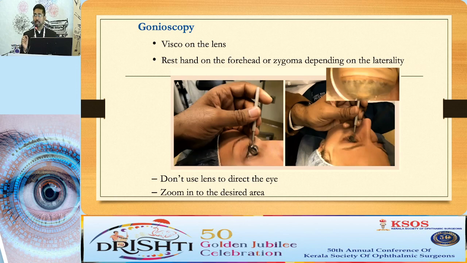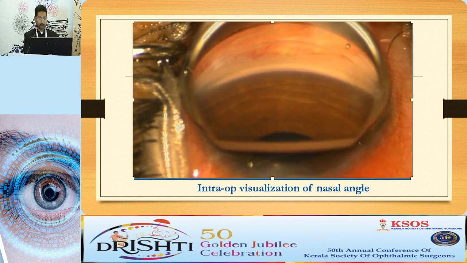Don't use the lens to guide the eye. That means don't use the lens sitting on the cornea to force the eye to guide it to the angle that you want, because that will cause folds on the cornea and will impair your visualization. And as Dr. Neetu said, zoom in, zoom out to the desired area. And this is one good intraop visualization of the angle that you will get if things go fine.